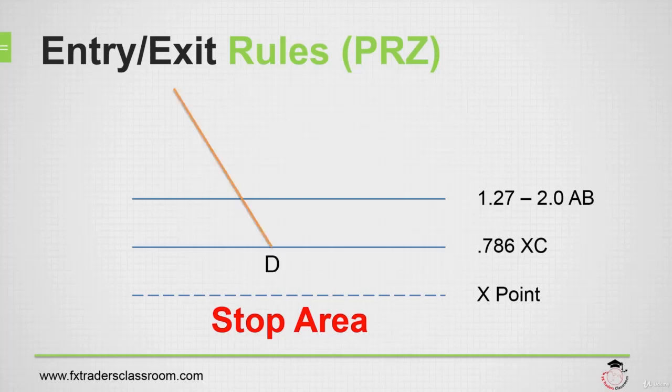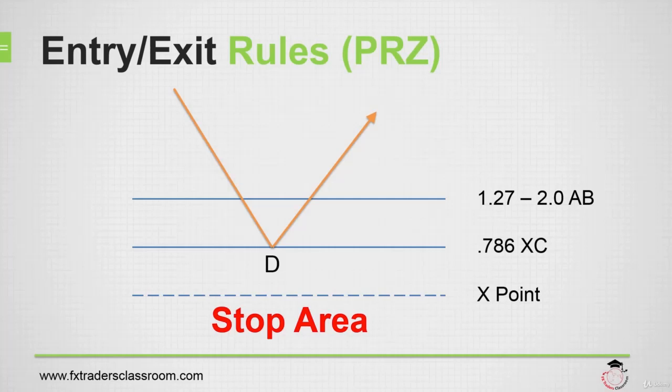Boom, D point comes in here, touches that 786. So we're going to place our limits at the 786 XC. Hopefully we get a 127 to 2.0 that lines up right there, a Fibonacci ratio that fits, so we have some confluence. So hopefully, boom, we come out, right? It's a profitable trade. So where do we set our stops?